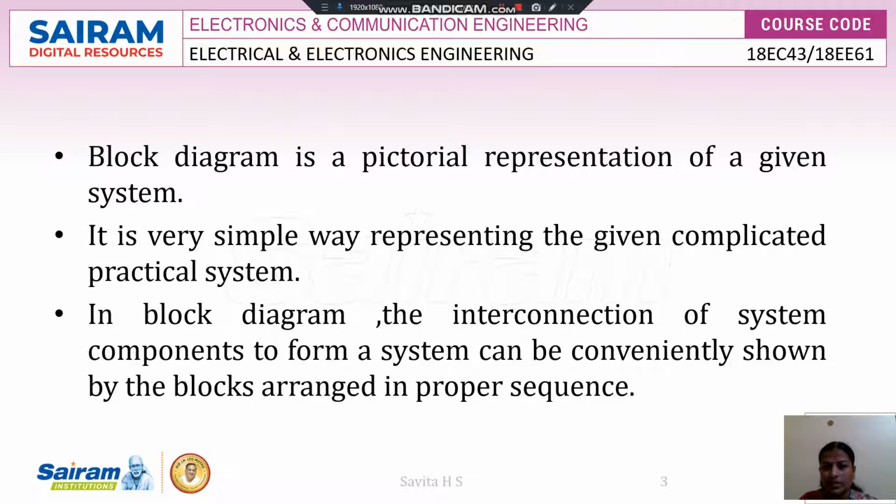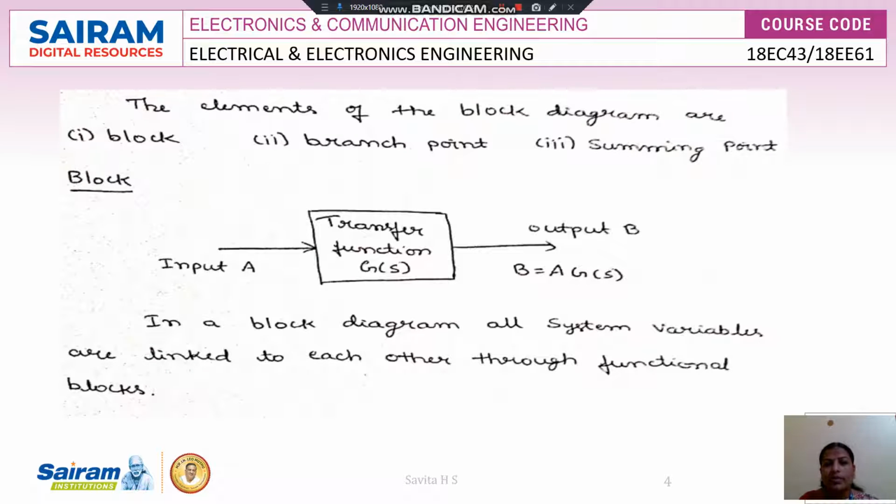in proper sequence. So the main three elements used in the block diagram are: first one is the block, second one is the branch point, and third one is the summing point. Each and every block diagram consists of these three elements. Let us see what the block is. The block will be represented like this.